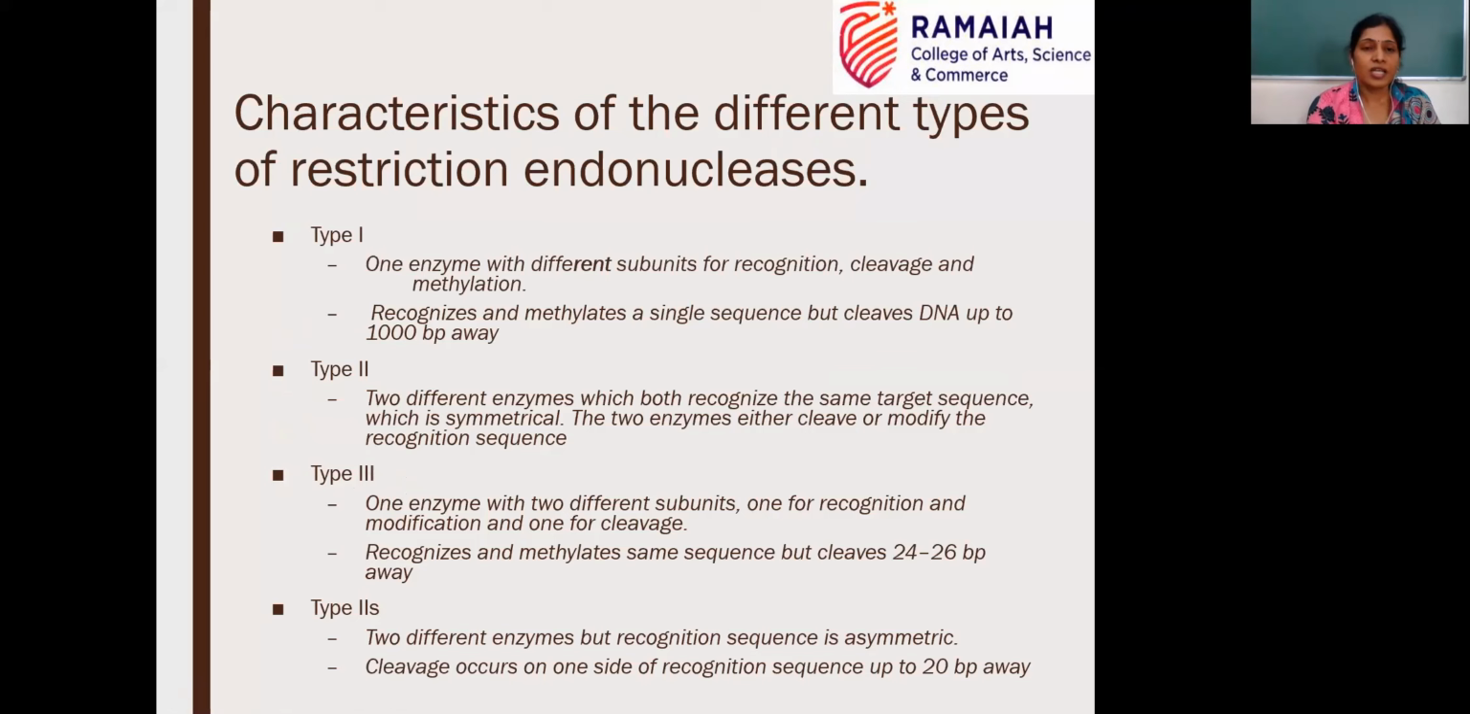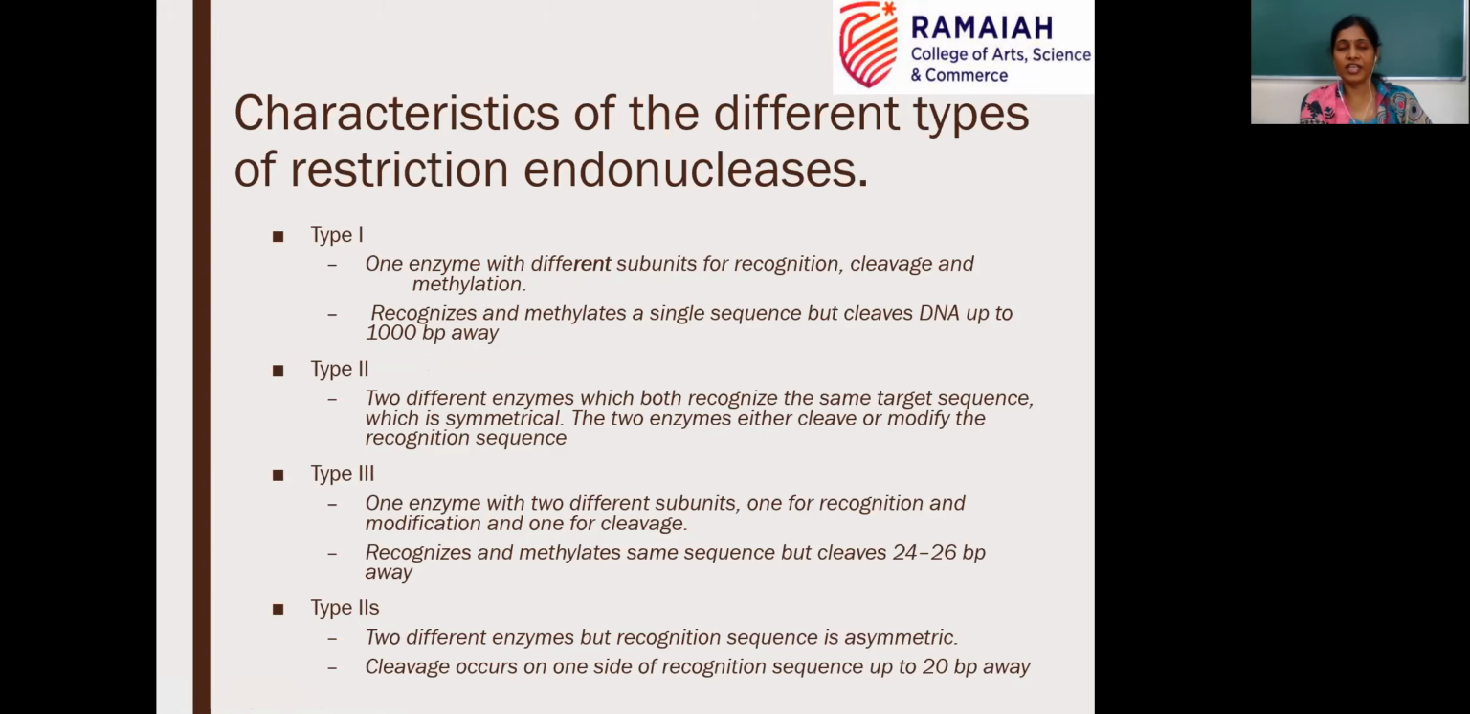So this slide summarizes the characteristics and the differences of all these 4 different types of restriction endonucleases. The type 1 is one enzyme with 3 different subunits. The 3 different subunits are meant for recognition, cleavage and methylation. And these type 1 restriction endonucleases recognize and methylate the same sequence. But the problem is that they cleave the DNA randomly, approximately around 1000 base pairs away from the recognition sequence.